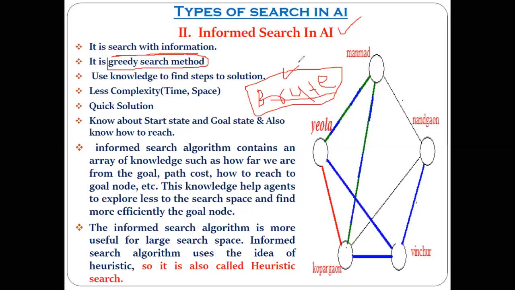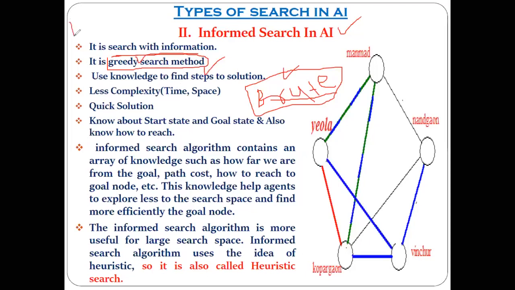Okay. Now as previously one was referred to as brute force, this one is referred to by the popular name greedy search. We will discuss why it is referred to as greedy search, but keep in mind it is also called by another name, greedy search. So related to uninformed search and informed search, three different terminologies can be used: uninformed search, blind search, or brute force search methods.